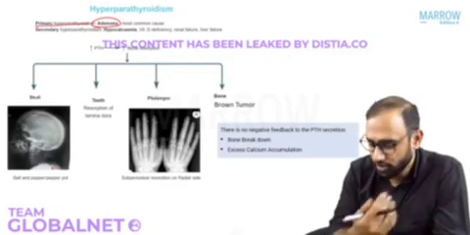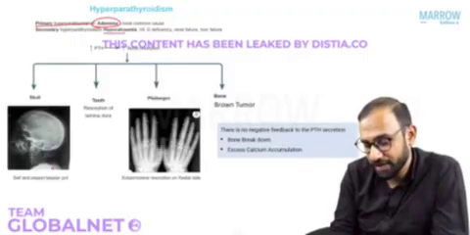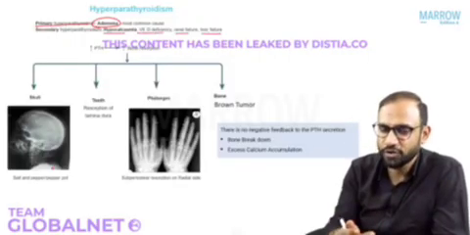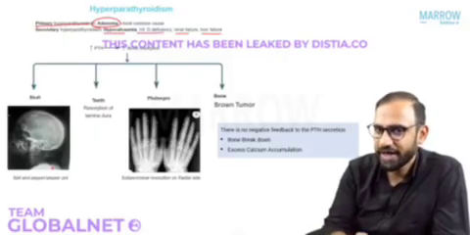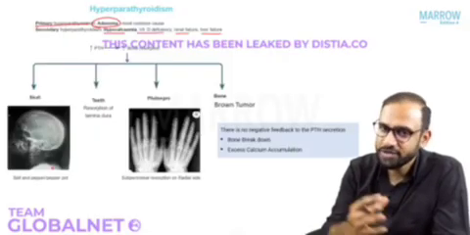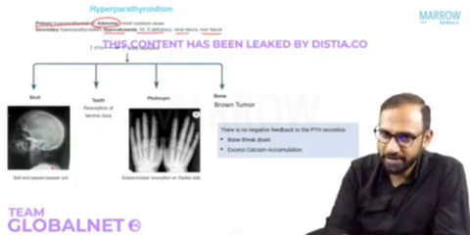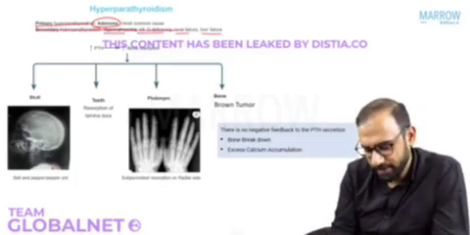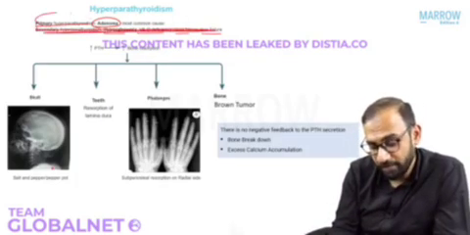Secondary hyperparathyroidism is usually because of, say, hypocalcemia, vitamin D deficiency, renal failure and liver failure. Why renal and liver failure? Because I've told you vitamin D does not get activated in renal and liver failure. So there will be vitamin D deficiency, hence hypocalcemia, hence secondary hyperparathyroidism. We are not talking about secondary now. We have read that. We're talking about primary hyperparathyroidism.